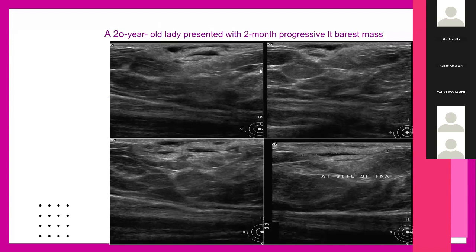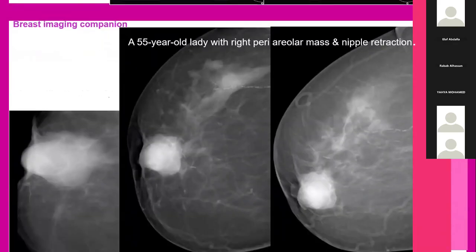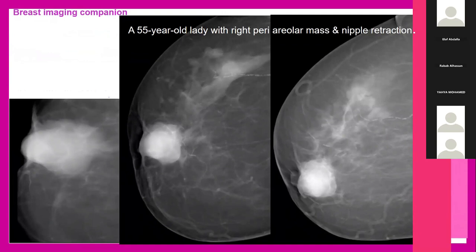Okay. We raised it as suspicious for biopsy, and it was proven to be dermatofibrosarcoma protuberans, a rare type of skin cancer that can be missed as a benign skin lesion. This is one of my interesting cases. I missed it, but in the other way. It was a false positive, not a false negative, mammography or ultrasound result.